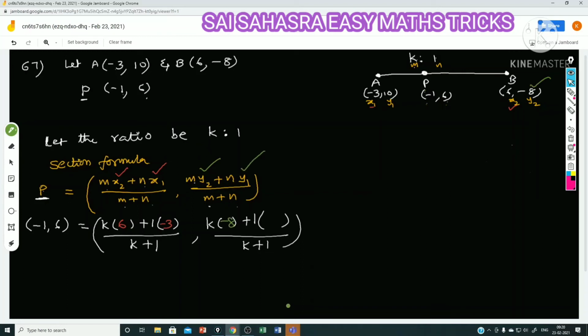Y1, what is y1? It is 10 only. You can observe here. Okay, right? Then calculation: minus 1 comma 6 is equal to k into 6 is 6k, plus into minus is minus, 1 into 3 is 3, divided by k plus 1, plus into minus is minus, k into 8 is 8k, plus 1 into 10 is 10 only, divided by k plus 1.